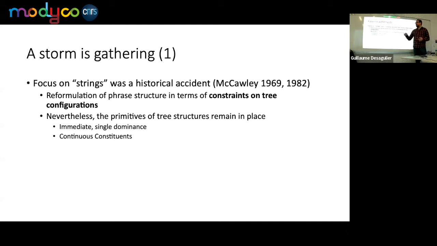Nevertheless, all of the primitives of the tree structures remain in place: immediate single dominance, continuous constituents. And these problems were well known already in the 80s. Models like lexical functional grammar, this is one of the reasons why they said we want to have functional structure next to our phrase structure grammar, because this tree structure is doing too much. We have to hang everything into this tree.